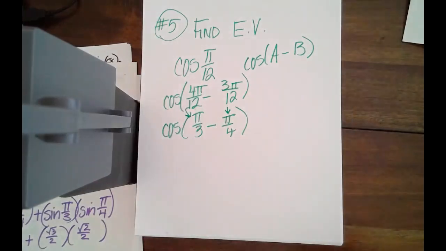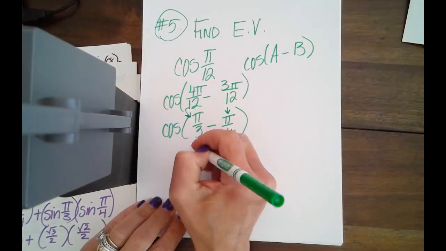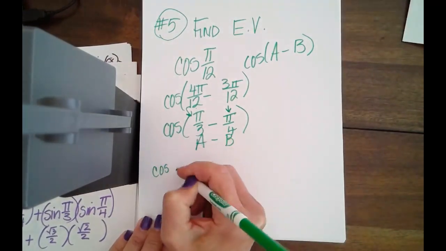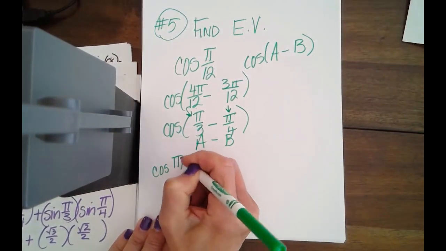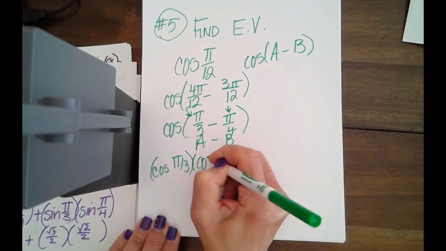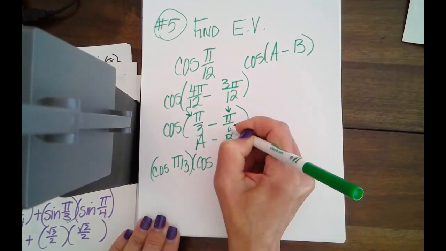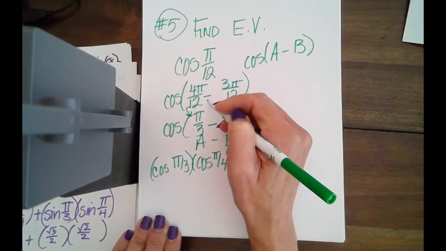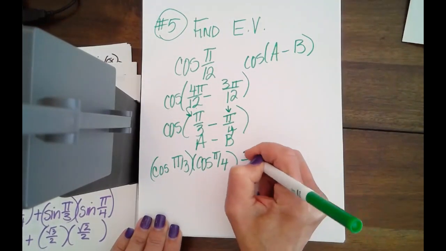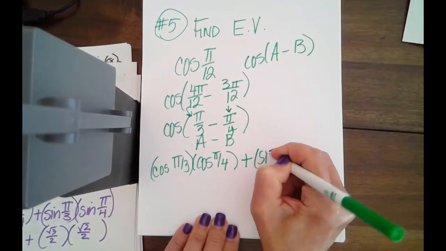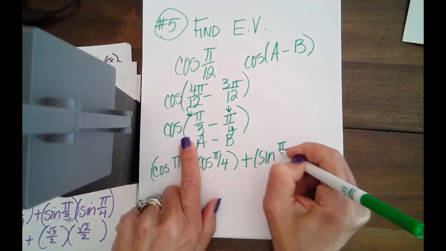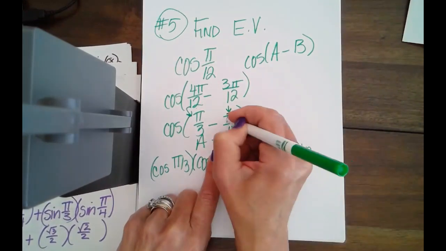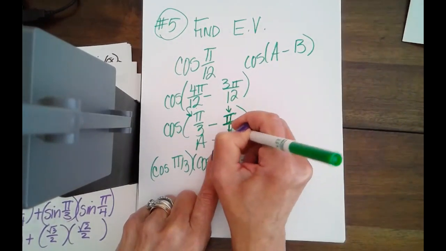So alpha and beta. So remember, this is like my alpha and this is my beta. So it's going to be cosine of pi over 3 times the cosine of my beta angle or my second angle, which is pi over 4. Okay, and in cosine, the sign changes in the middle, so this becomes a plus. And now we have sine of my alpha angle, which is pi over 3, times the sine of my beta angle, and my beta angle, remember, is pi over 4.